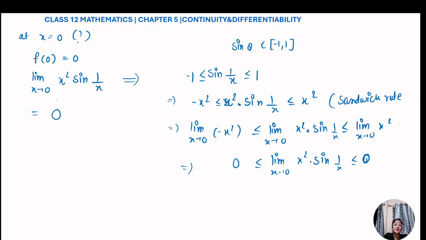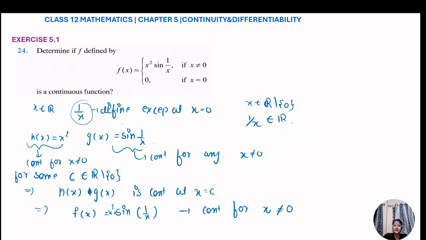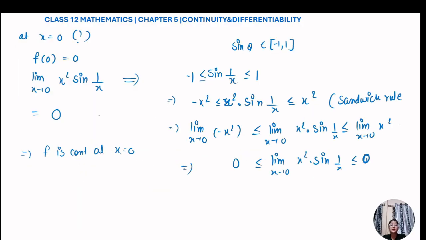As you can see, the limit value and function value are the same. So from here, I think you will easily guess that f is continuous at x equals 0 also. In the previous part, what we did was show that the function is continuous for all x not equal to 0, and in this part, we showed that the function is continuous at x equals 0.